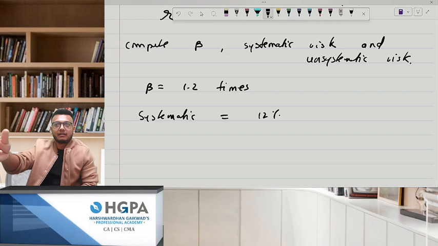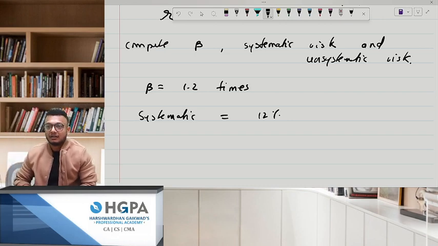Now, don't wait. No rest. Tell me next, how do we compute unsystematic? Anyone, how do we compute unsystematic risk? Anyone? Systematic risk minus? No, what are you saying? Beta minus this, minus this, 100 minus this. No. Vidhi, your answer is right, but tell me what is the answer. I want the number.